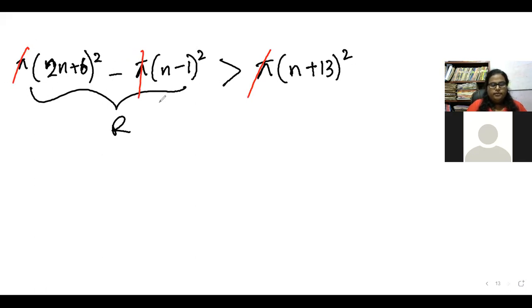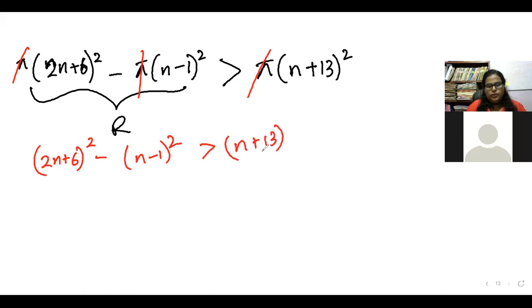We have this constant is the same everywhere, so we can cancel out this one, and we can solve this one as follows. First you have to expand these binomial terms. So when you are expanding this one, I'm writing like this: 2n plus 6 square minus n minus 1 square greater than n plus 13 square, right?